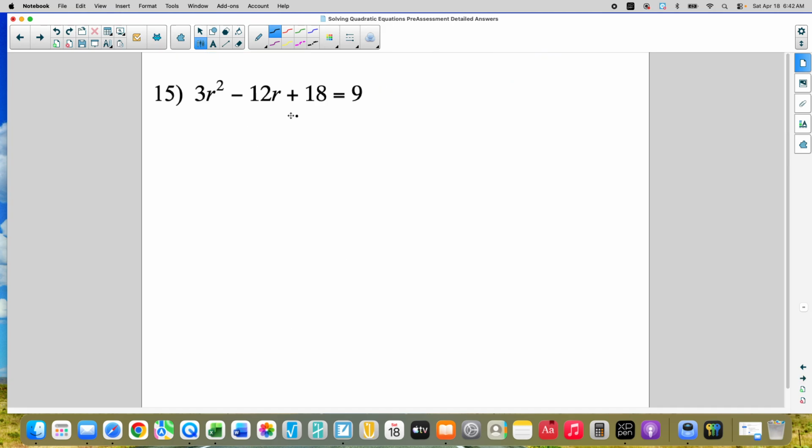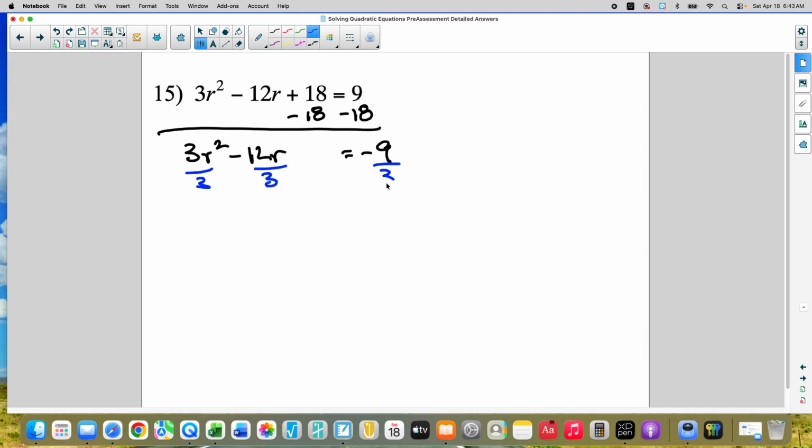All right. I'm going to move the constant first this time because I don't want two fractions here. So 3r squared minus 12r equals -9. Let's divide everything by 3. Doesn't matter whether you do it first or second, but you definitely have to at some point. R squared minus 4r equals -3. Let's take our b value, take half and square. Add 4 to both sides.